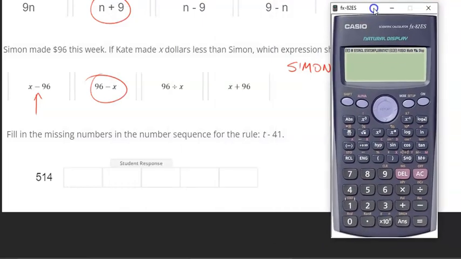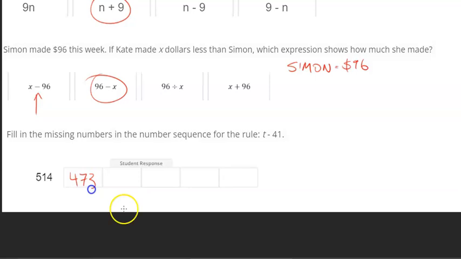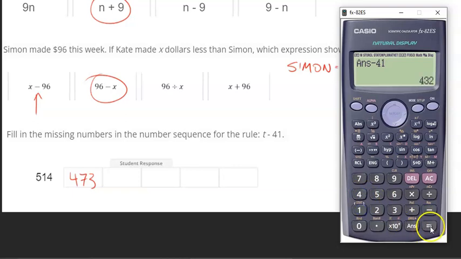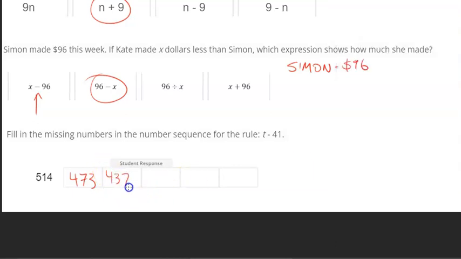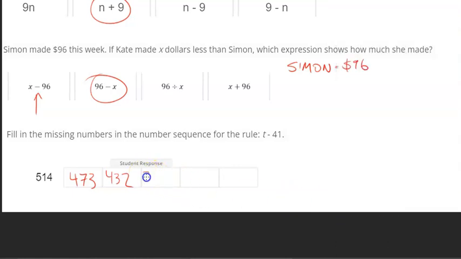Now, the next question you'll see is fill in the missing numbers in the number sequence for this rule, t minus 41. This just means t just stands for term. So in order to get the next term, you get the previous term and take away 41. So if our starting term is 514, to get the next term, we just take away 41. We end up with 473. From here, we're just going to take away another 41 and get 432. And you're going to keep doing this until you fill out every single rectangle here.